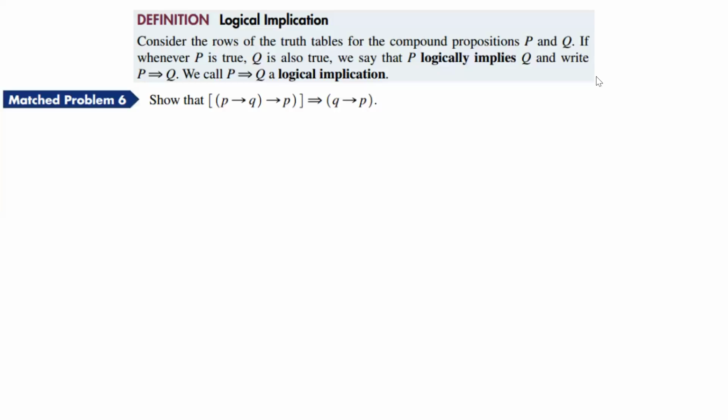All right, so here we have something called logical implication. So we're going to consider the rows of the truth tables for the compound propositions P and Q. So these are already big propositions. So it would be like this side and this side.